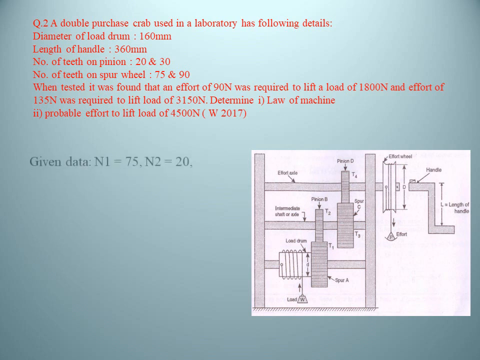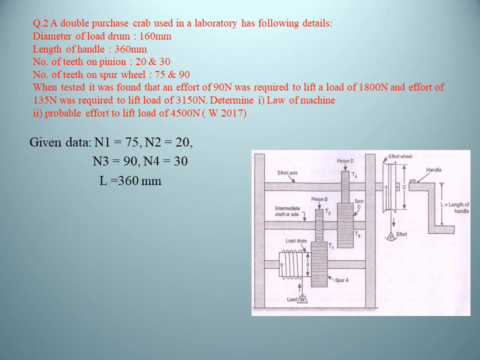Okay, then come to the data given in this question. N1 is equal to 75 and N2 is 20. N1 means the number of teeth on the spur wheel and N2 means the number of teeth on the pinion. T3 is equal to 90, that is N3 is equal to 90, and N4 is 30. N3 means the number of teeth on the spur wheel and N4 is the number of teeth on the pinion. N1, N2, N3, N4 are the same as T1, T2, T3, T4. Okay.